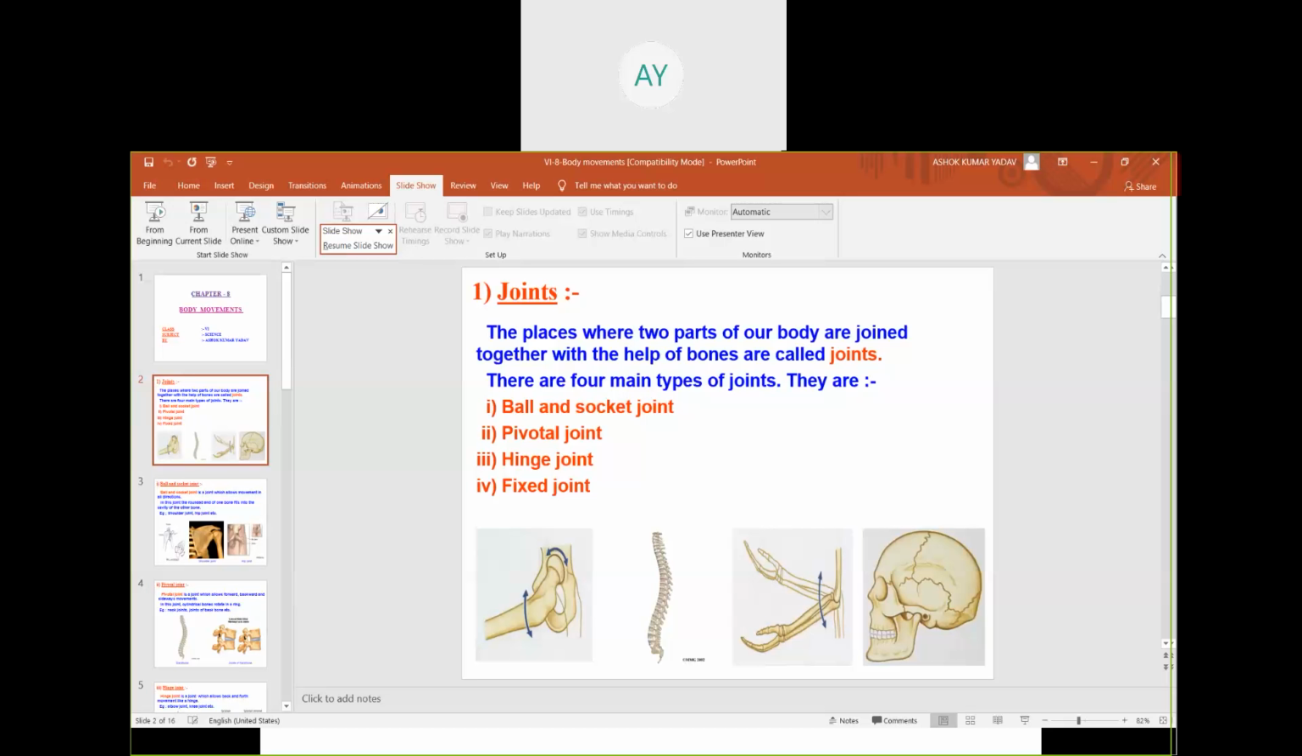Bones are joined by muscles as well as cartilage. So what is a joint? The place where two parts of our body are joined, with the help of cartilage.